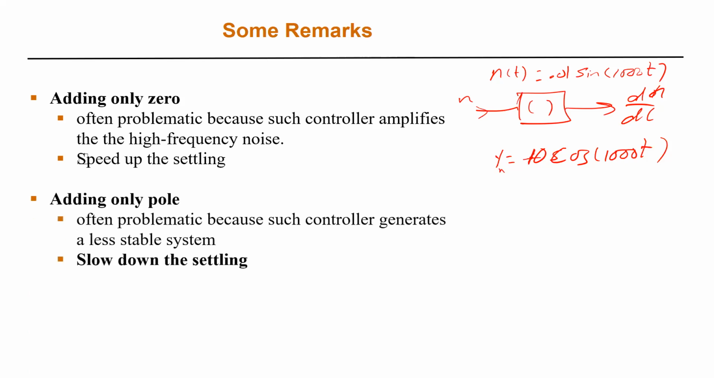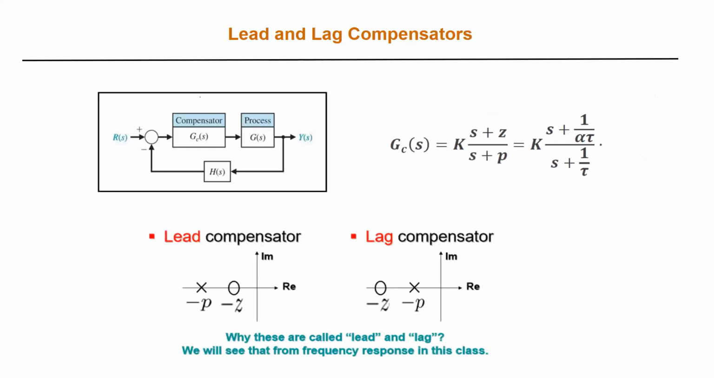We said adding a pole by itself is problematic because it could make the system unstable. So the best way is to add a pole and a zero together, and this is what you have. What type of compensator is this if the zero is near the j omega axis? Lead compensator. While if the pole is near the j omega axis, it's going to be a lag compensator.